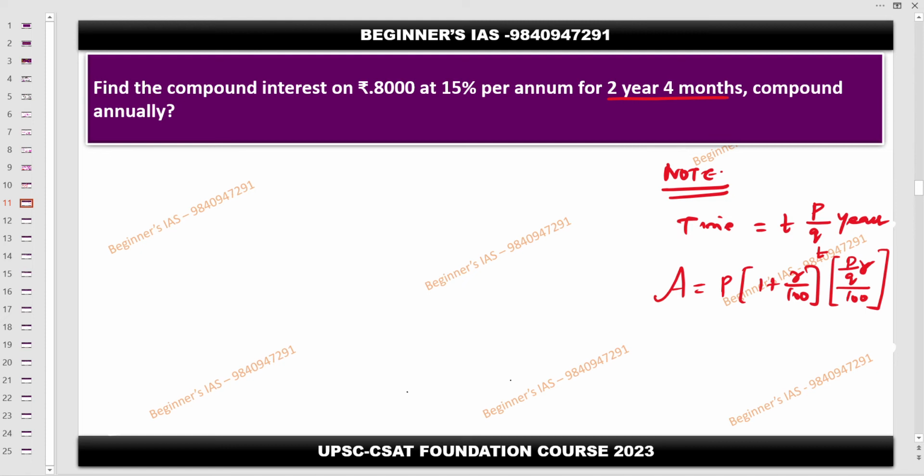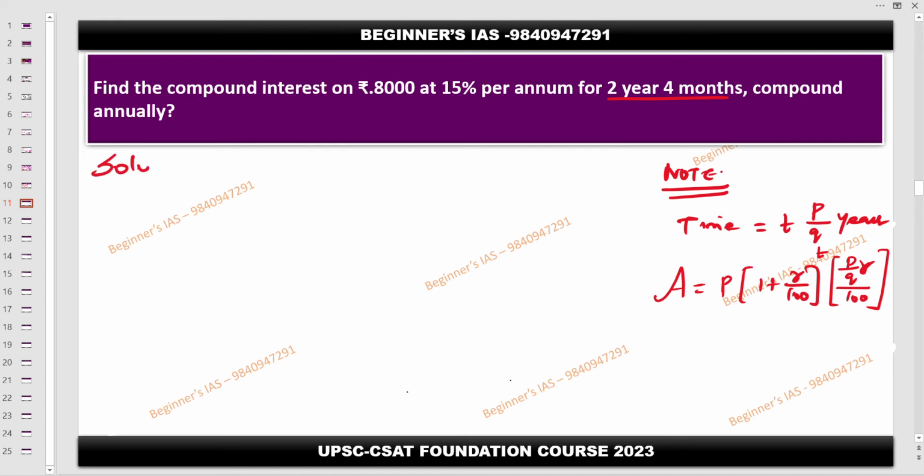You may get this in your Group 1 exams. Many people struggle with years and months, so they get confused and mark unnecessary random things. Don't do such a thing. So this is the procedure. If the time is in a mixed fraction, take that as 1 plus R by 100 the whole power T, then into P by Q into R by 100.